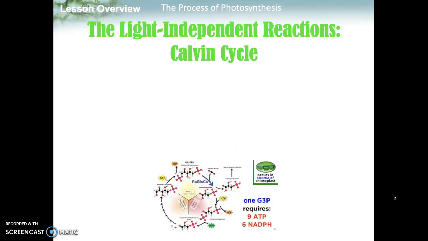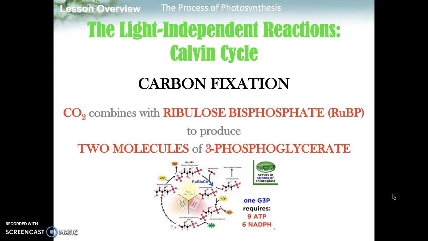So let's get going with the Calvin cycle. There are some different parts here, just like there were 3 parts with the light-dependent reactions. We have different parts to the Calvin cycle. The first part is what we call carbon fixation. Okay, if you remember, the 2 things that plants need for photosynthesis are carbon dioxide and water. We use the water during the light-dependent reactions. We use the carbon dioxide here in the Calvin cycle.